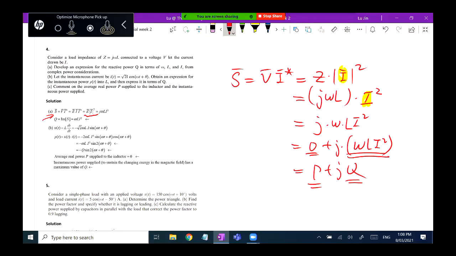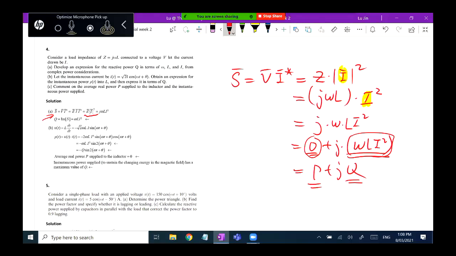Okay, very simple, but you also need to note one thing here. Because this load is a purely inductive load, it's not able to consume any real power. So the real power consumed by this load is 0 watts. But its imaginary component, its reactive power, is non-zero. Get that? Okay, this is the first part. So everything okay, everyone? Easy, right? Okay, let's move on to part B.